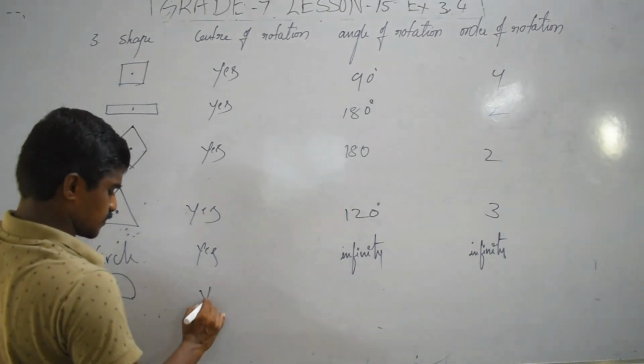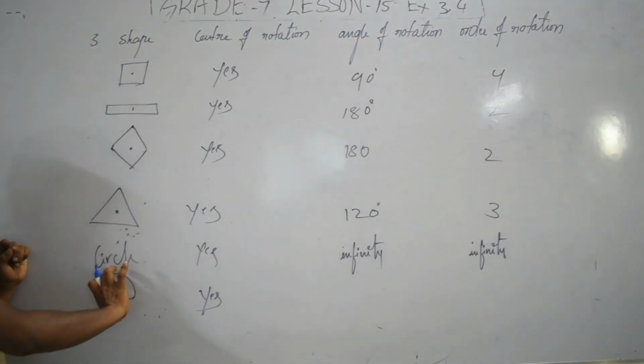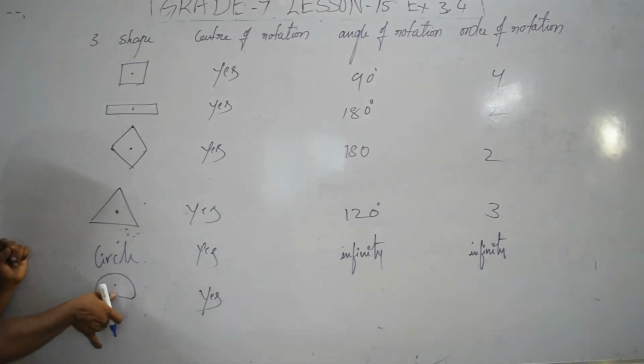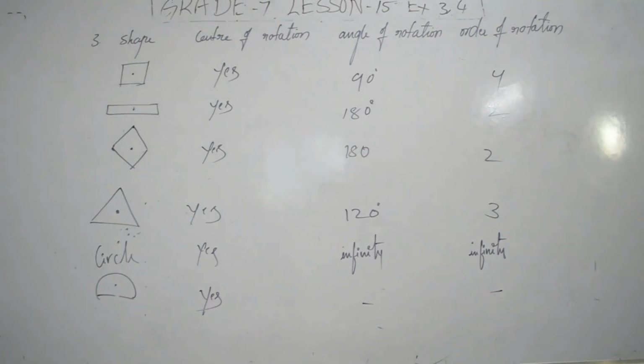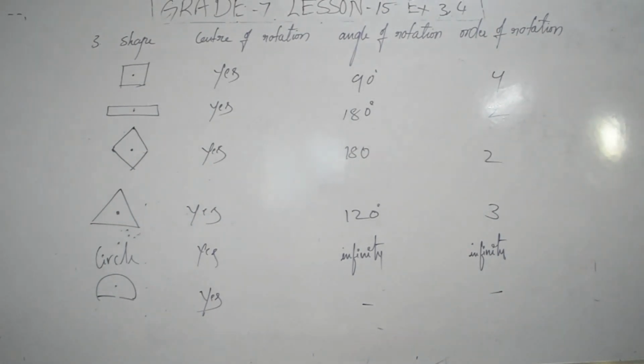A center has, but here 360 degrees complete rotation looks the same. So there is no order of the symmetry and no angle of the symmetry. Right. So you understand the angle of the rotation and order of the rotation.